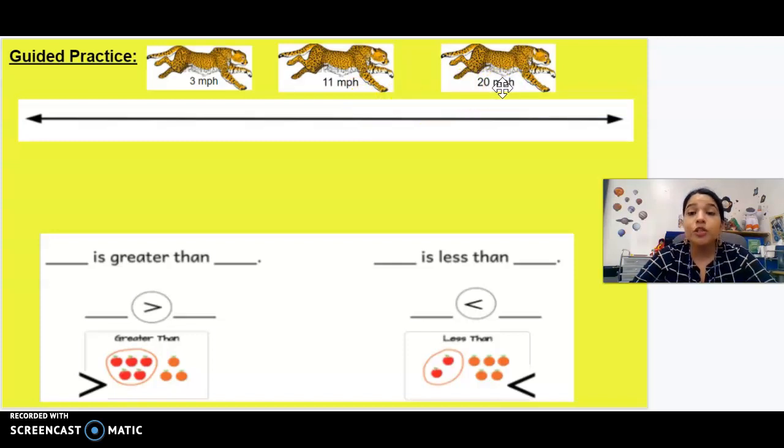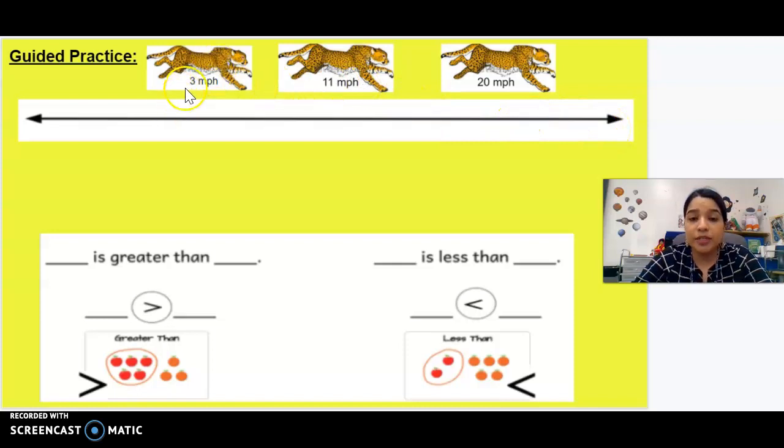So we have to order them. We have to put them in the correct order. Let's think about our two important facts that we learned with number lines. The first one is we always start from left to right, so we read a number line left to right. Our second most important fact is that we start with the smallest number on the left and then we get bigger and bigger and bigger as we go to the right.